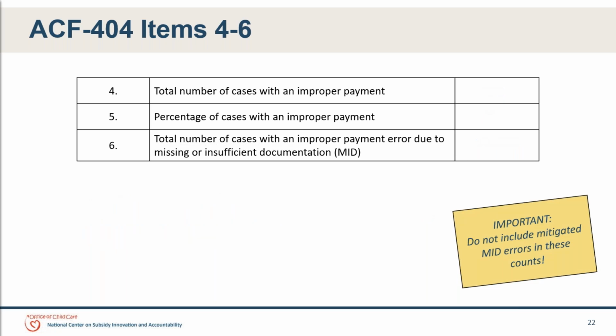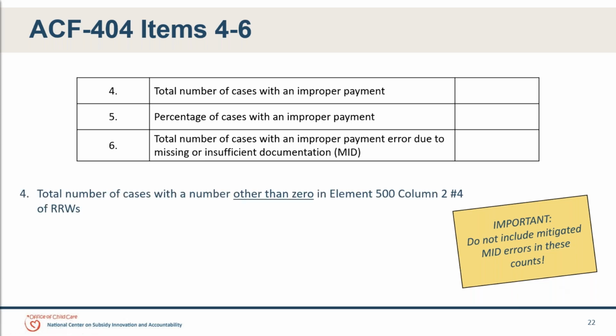Item 4 asks for the number of cases that have an improper payment. This is going to be your total number of cases that have a number other than 0 entered in number 4 of element 500 of your record review worksheet. So item 4 is where you record the improper payment amount. If that amount is anything other than 0, then that case would be included in the tally. Let's say that our state had 20 of those.